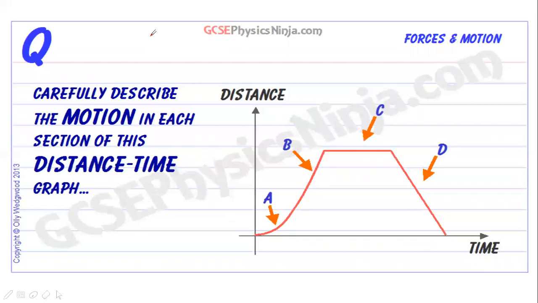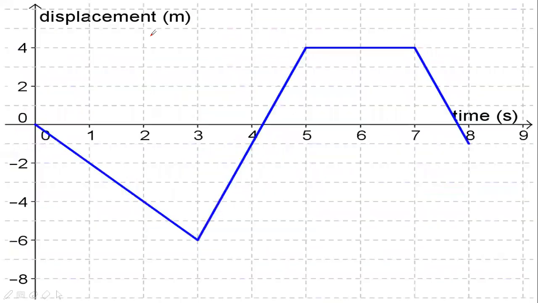Carefully describe the motion in each section of this distance time graph. You will do it as a home assignment. Carefully describe the motion in each section: A, B, C, and D. At points A, B, C, and D, you will describe the displacement. As you can see, the body is moving. The values recorded are shown in the diagram.